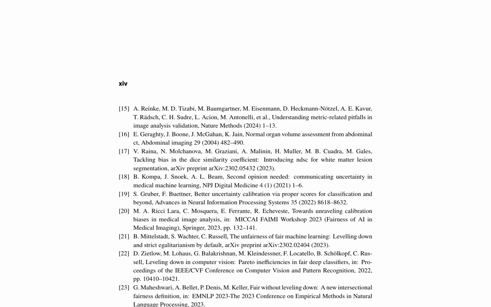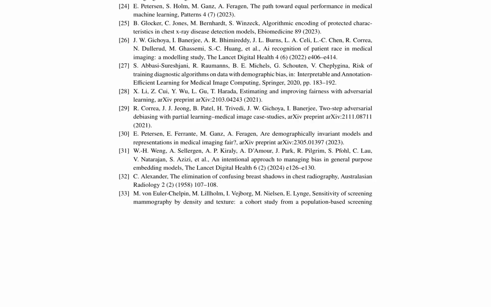Ensuring fairness and accuracy in medical image segmentation algorithms is crucial, as biases can perpetuate healthcare disparities. This paper provides a comprehensive review of the challenges and pitfalls in image analysis validation, focusing on bias mitigation strategies. Adversarial debiasing, intersectional fairness definitions, and risk assessment of demographic bias are among the approaches explored to tackle this issue. The importance of uncertainty calibration in medical machine learning models is also emphasized, as effective communication of uncertainty is vital for building trust in AI systems and ensuring responsible clinical deployment.